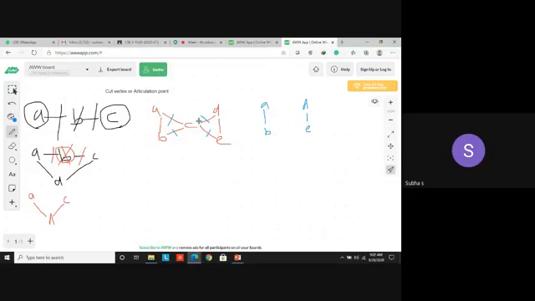If I remove any vertex and it results in more than one component, then that particular vertex or that particular point is called as the articulation point, otherwise called as cut vertex. Because if I remove this vertex C, the graph becomes disconnected because all the edges will be deleted.